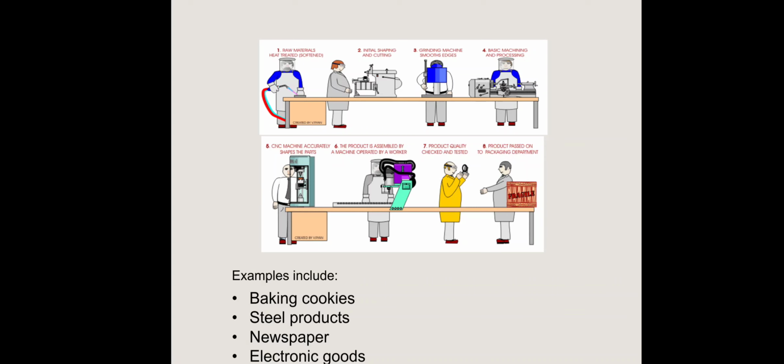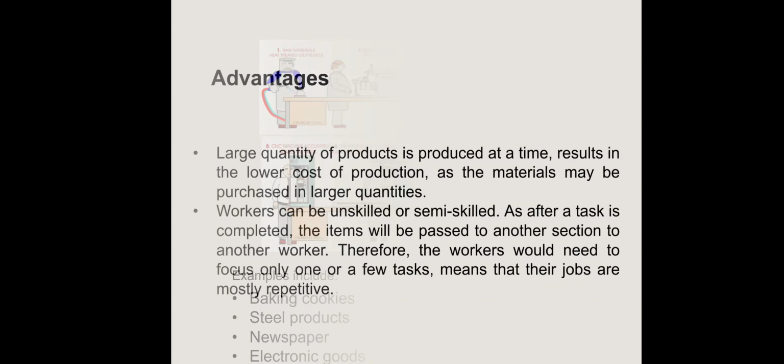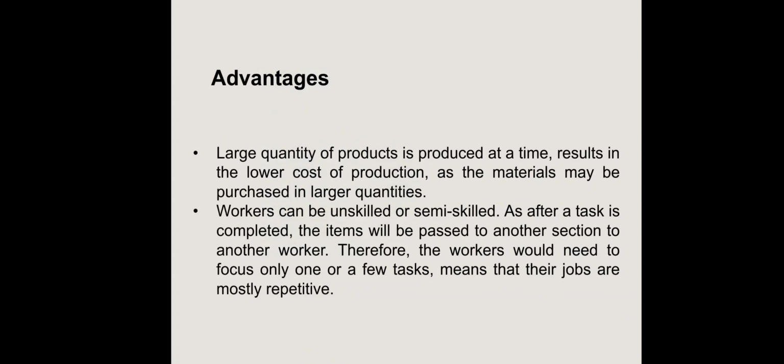Examples include baking cookies, steel products, newspaper, electronic goods. Advantages: a large quantity of product is produced at a time, resulting in a lower cost of product as the materials may be purchased in larger quantities. Workers can be unskilled or semi-skilled, as after a task is completed, the items will be passed to another section, to another worker. Therefore, the workers need to focus on only one or a few tasks, which means that their jobs are mostly repetitive.